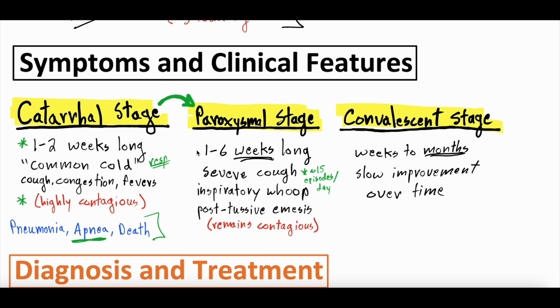And this is 1 to 6 weeks long, so it can drag out a long time, right? Up to 6 weeks, 42 days. And this is where it gets its namesake of whooping cough, because you get this severe cough, up to 15 episodes a day. And the whoop itself is an inspiratory whoop.